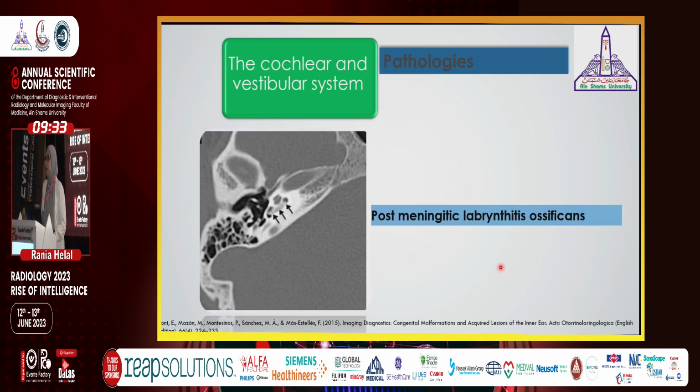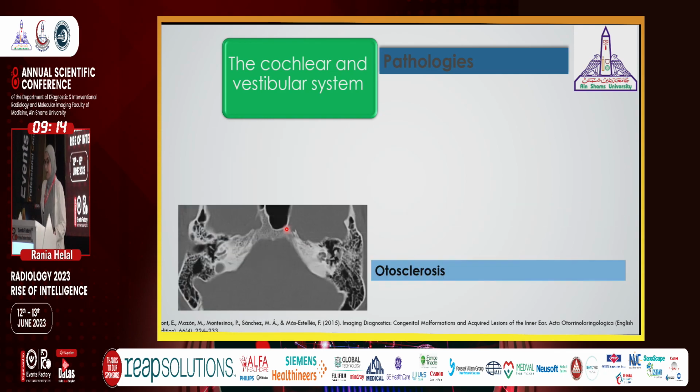We also have to look for pathologies. If there is no congenital anomaly, there can be another pathology that causes sensory hearing loss in this patient. For example, labyrinthitis ossificans after meningitis, post-meningitic labyrinthitis ossificans. As you can see here, in the basal turn of the cochlea, there is ossification starting in it. And in adults, we can see cases with otosclerosis also presenting with sensorineural hearing loss.